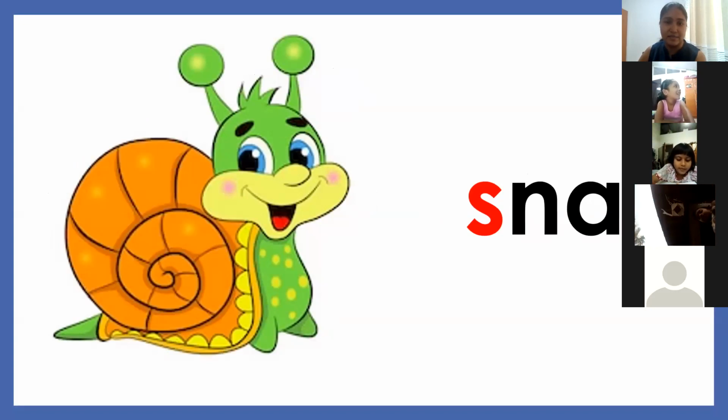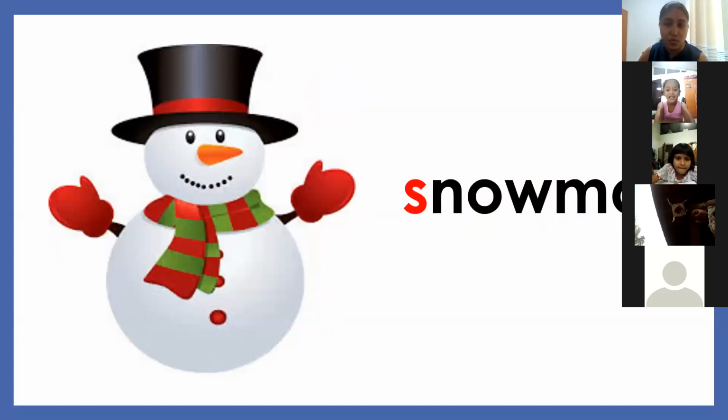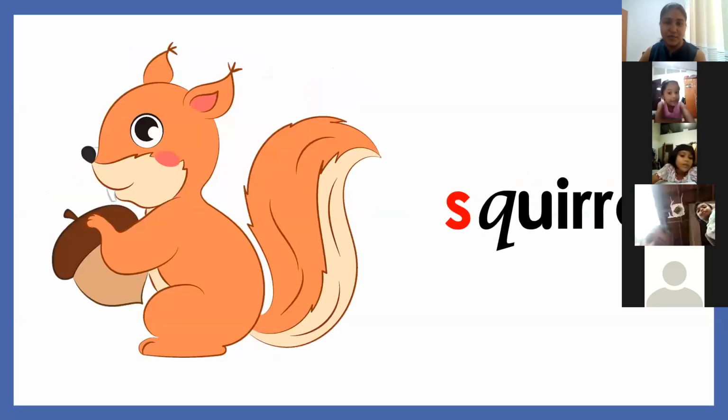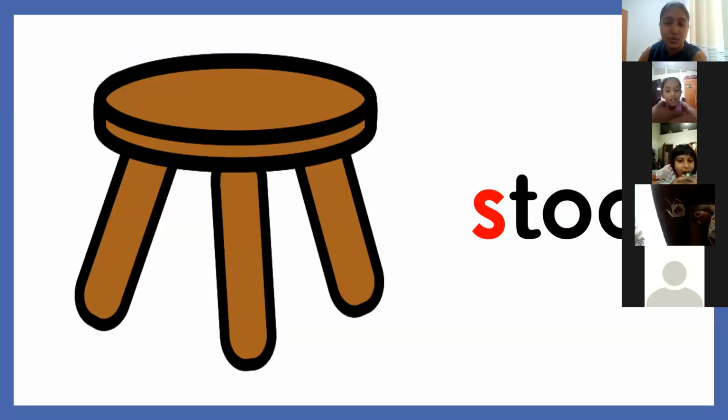Okay. Yes. Next one is snowman. Who is it? Snowman. Okay. Then, who is this one? Squirrel. Who is it? Squirrel. Okay. Squirrel. Then, last one is stool. What is the last one? Stool. Okay. Stool. Then, let's see.